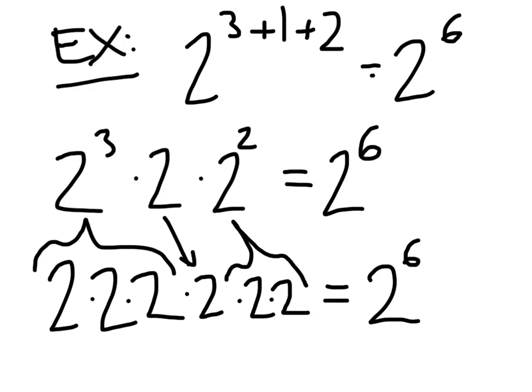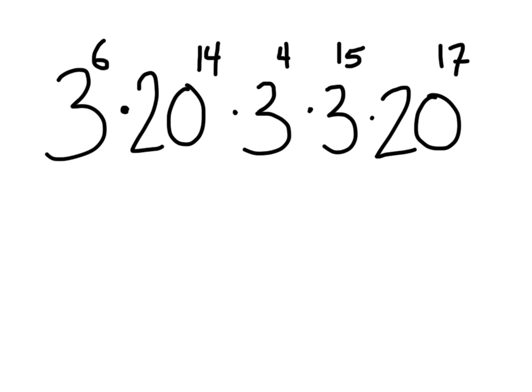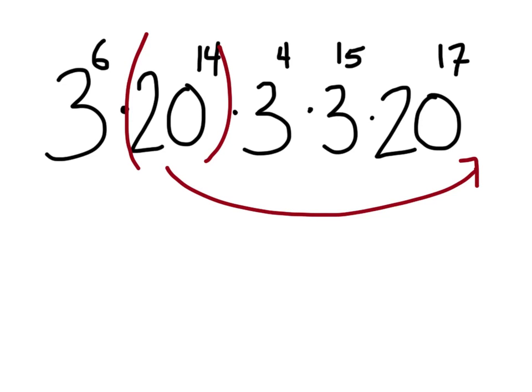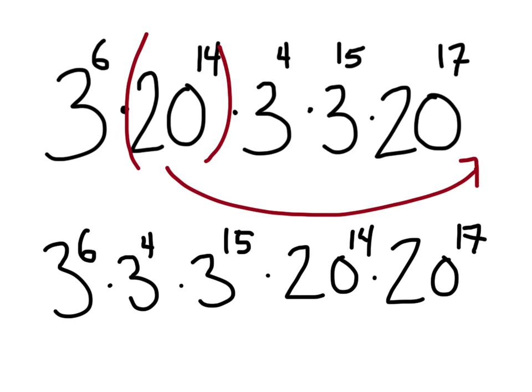And one is much easier than the other. How do you do ones with different bases? It wants you to write this out using exponents, right? So if we were to look at this, could we rearrange this so it's probably a little bit more convenient? Yeah, but is there really a need to? No, there is not, okay? I'm going to do it the long way, because that's what makes math super awesome. So I'm going to use the commutative property to move this term over here. So what I end up with is 3 to the power of 6 times 3 to the power of 4 times 3 to the power of 15 times 20 to the power of 14 times 20 to the power of 17. You see how that moved?